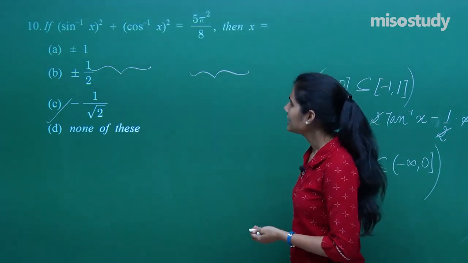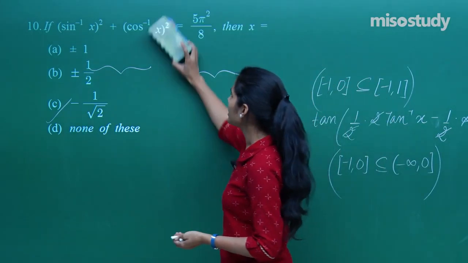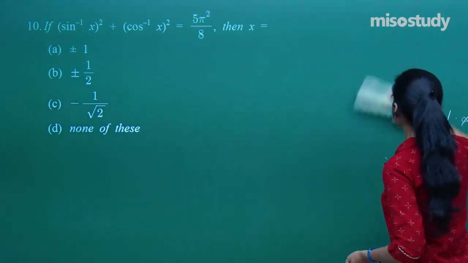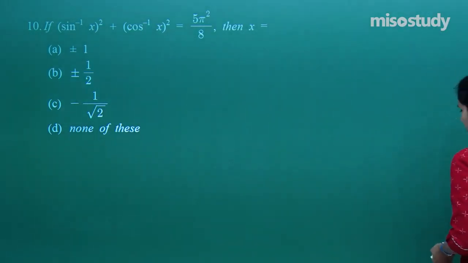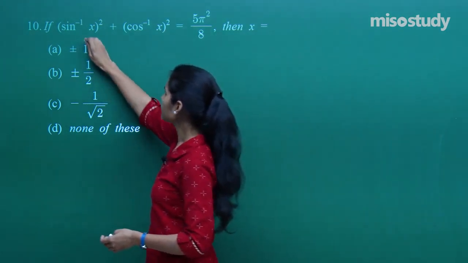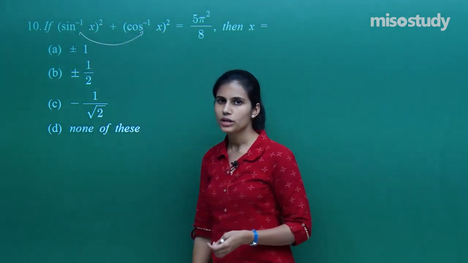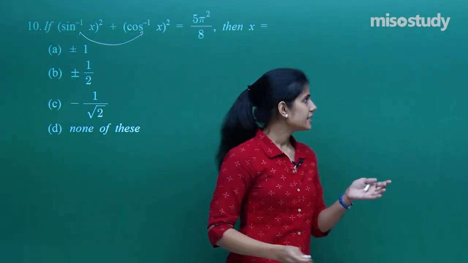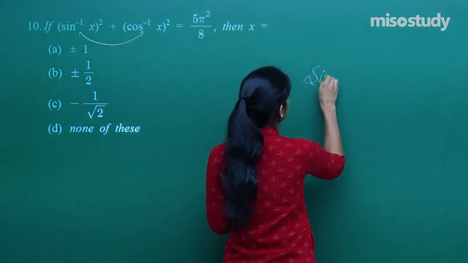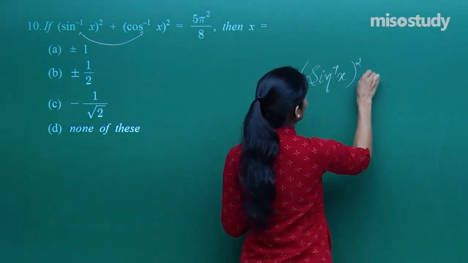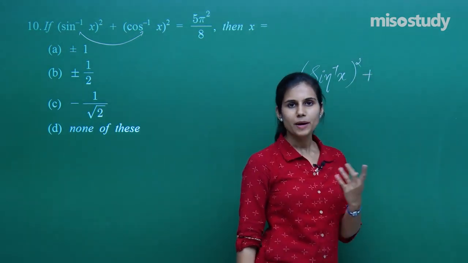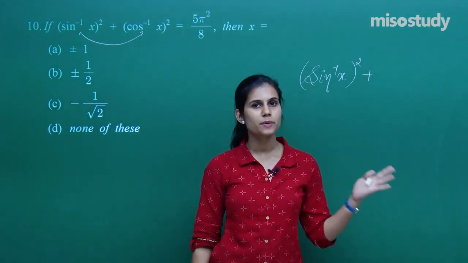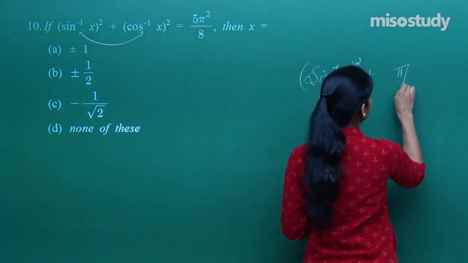Now, the next question says that if sine inverse x whole square plus cos inverse x whole square is 5 pi square by 8, then x is equal to what? Let us see. Now, again over here, because sine inverse and cos inverse are being paired up together in the question, I am going to apply a formula which is going to connect both of them. How does that happen? Sine inverse x whole square. Now, cos inverse x can be written as pi by 2 minus sine inverse x. Why? Because sine inverse x plus cos inverse x is pi by 2. So, cos inverse x is pi by 2 minus sine inverse x.